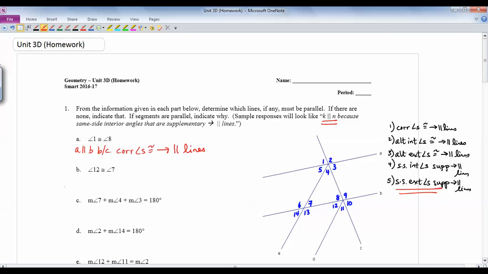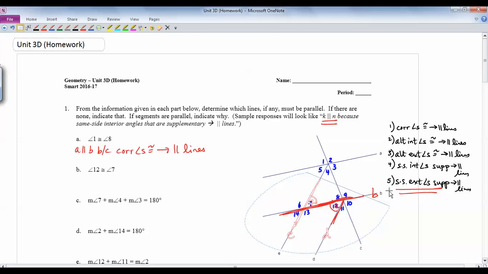Right? Let's take a look at the next one. Angle 12 is formed by these 2 lines, so that's line B and line D. And then angle 7 is formed by line E and line B also. So that's good because it's 3 lines. We know that angle 7 and angle 12 are congruent.